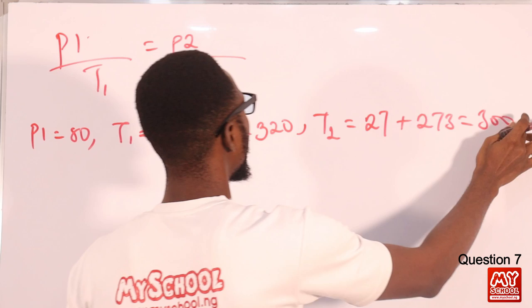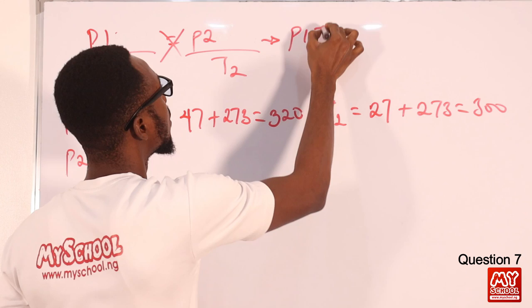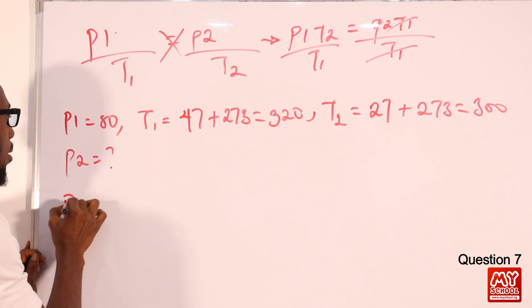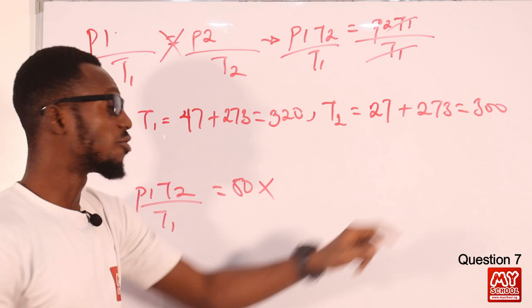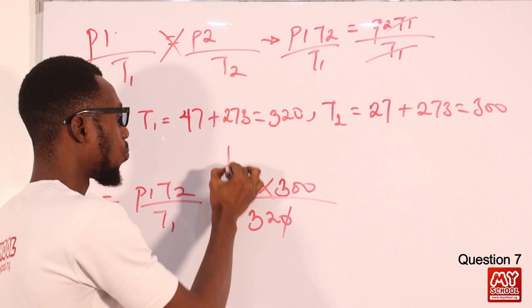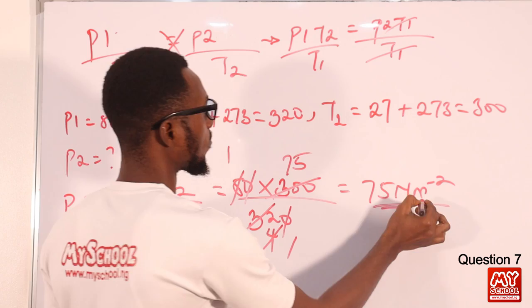So we have to find P2. If we are finding P2, when we cross multiply, I have P1 T2 equals P2 T1. So dividing both sides by T1, this is my formula. So P2 is actually P1 T2 over T1. So what is my P1? That is 80 times my T2, that is 300, over T1, 320. So I have 0 cancel 0, 80 1, 80 4, I have 4 1, 4 75. So the P2 is 75.